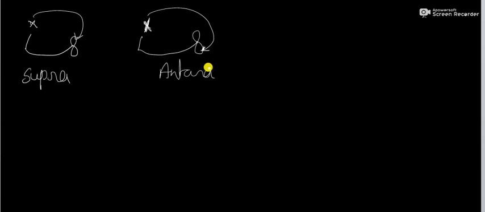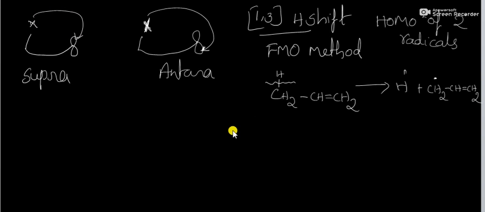So in the case of sigmatropic rearrangement reactions, there are two types of migration. One is suprafacial migration, another one is antarafacial migration. Suprafacial migration means same phase migration. Antarafacial migration means opposite phase migration. So let us discuss the mechanism of the 1,3 hydrogen shift. It can be explained by the FMO method, that is the Woodward-Hoffmann rule. The feasibility of a 1,3 hydrogen shift can be explained on the basis of the HOMO of two radicals.